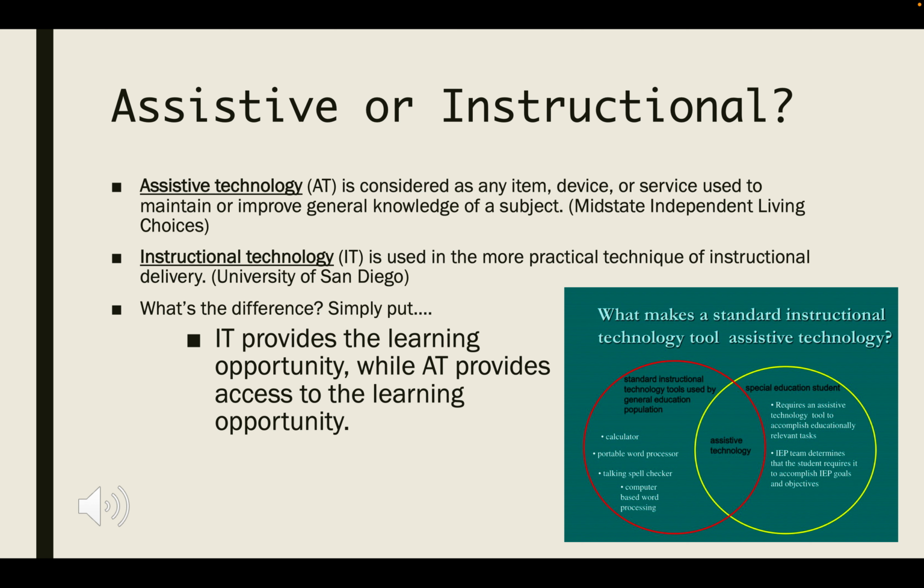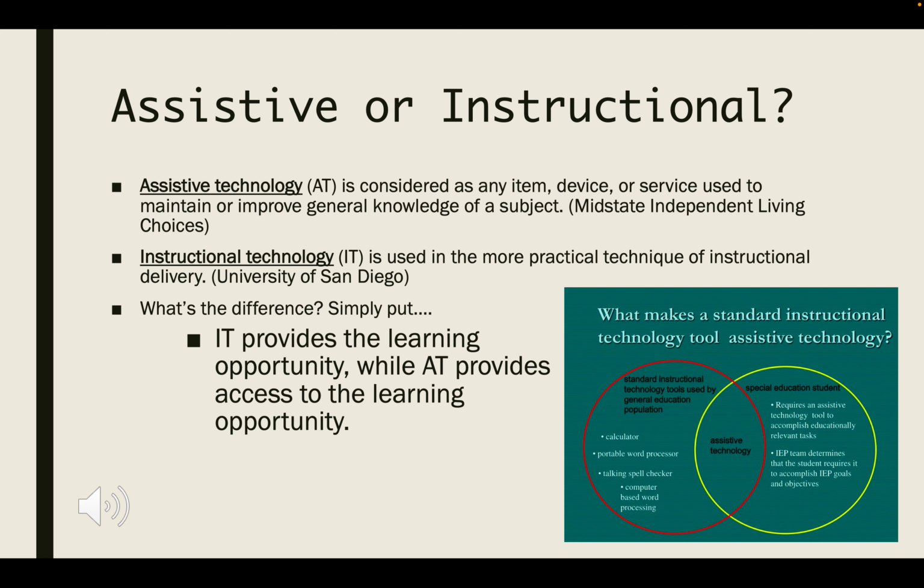Instructional technology, or IT, is used more in the practical delivery of instruction. It focuses more on using technology as part of the teaching process, and educators are more likely to be using them. Herein lies the main difference between the two technologies. IT is used as a way of providing learning opportunities to the students, whereas AT is used as a way of allowing the students access to learning.